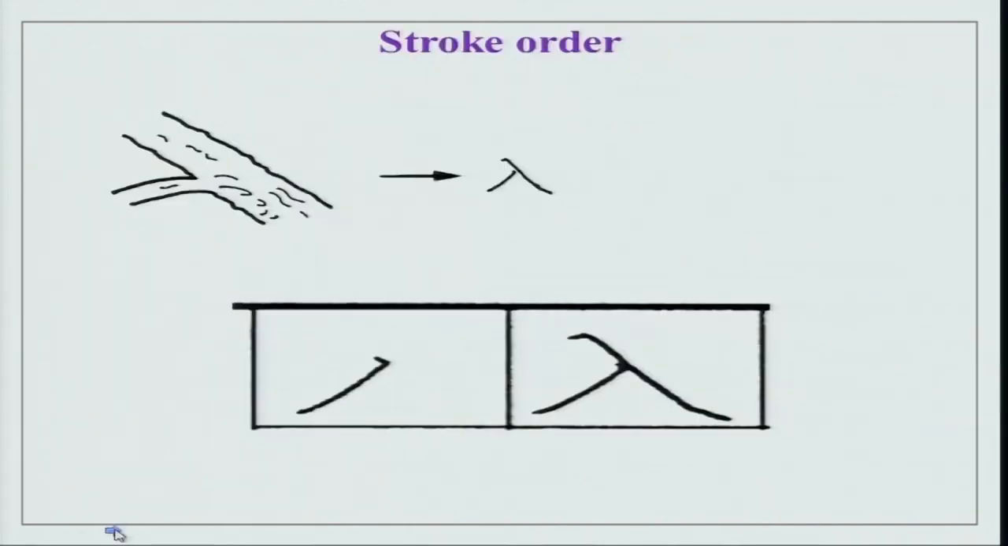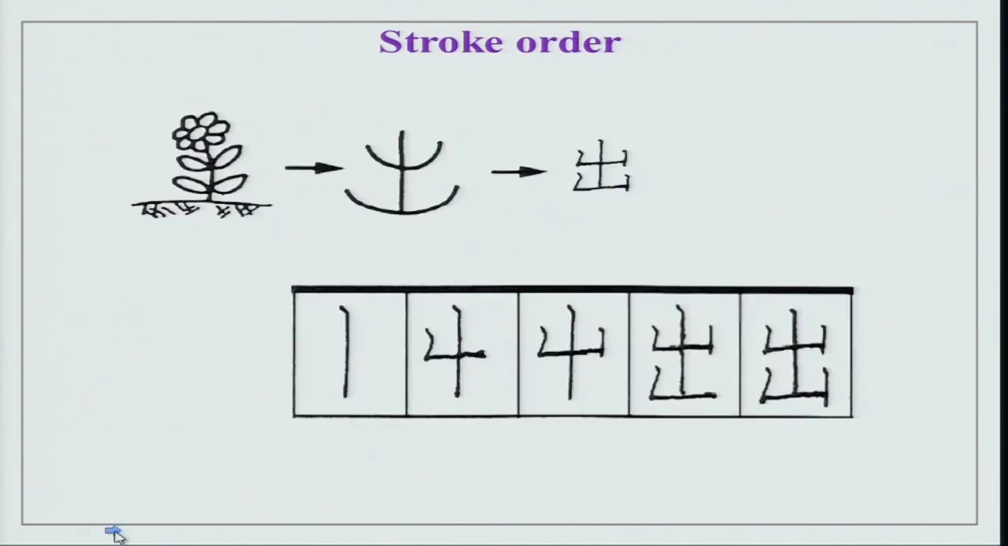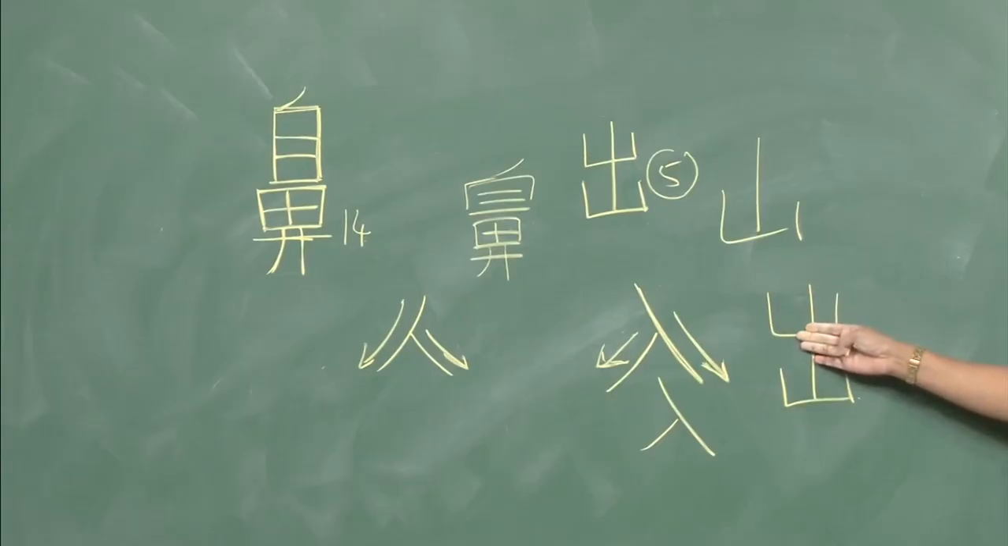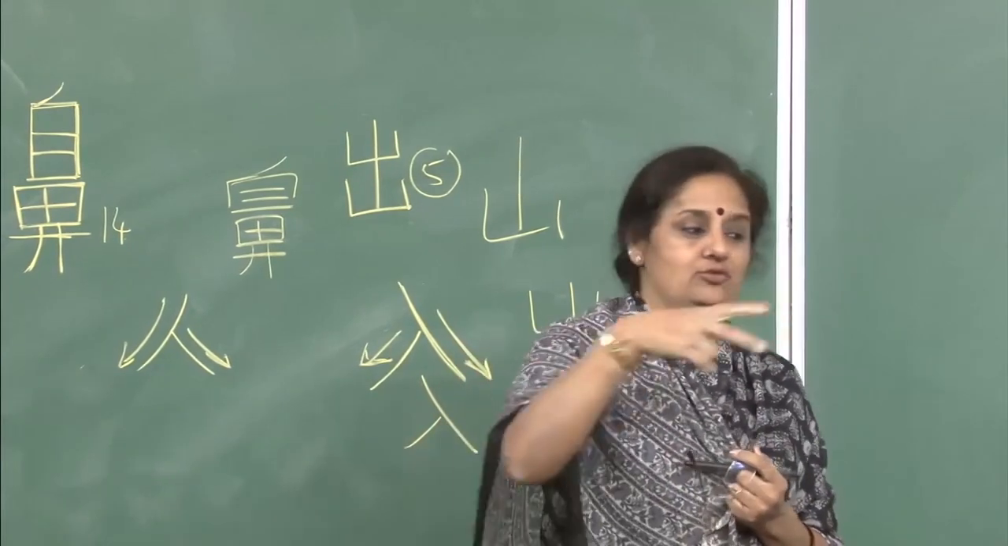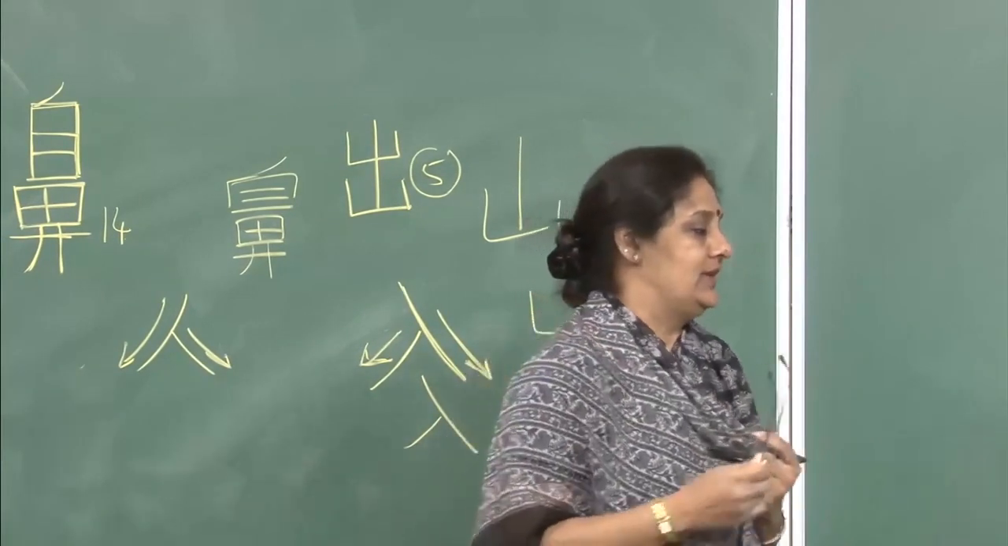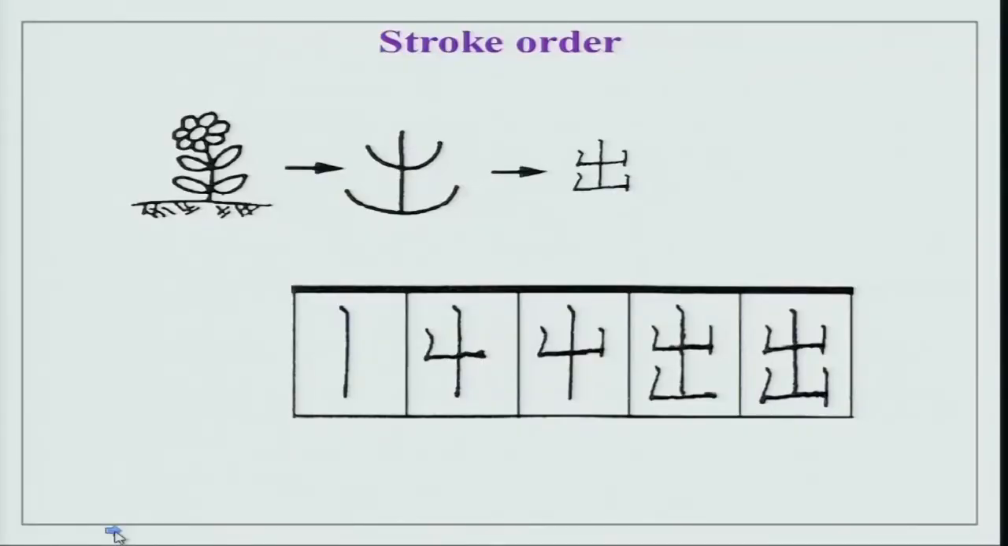Now, you can look at the stroke order here. Practice your stroke order. This is how it has come into being. It joins over here, the branch joins over here. That's how it is. Ireru or hairu. 1 and then 2 like this. Now, we have this one, which means deru. And how has it come into being? Well, a flower comes out of the ground and goes up. There are 2 shoots over here and a flower on top. So, that's how deru has come into being, to come out.